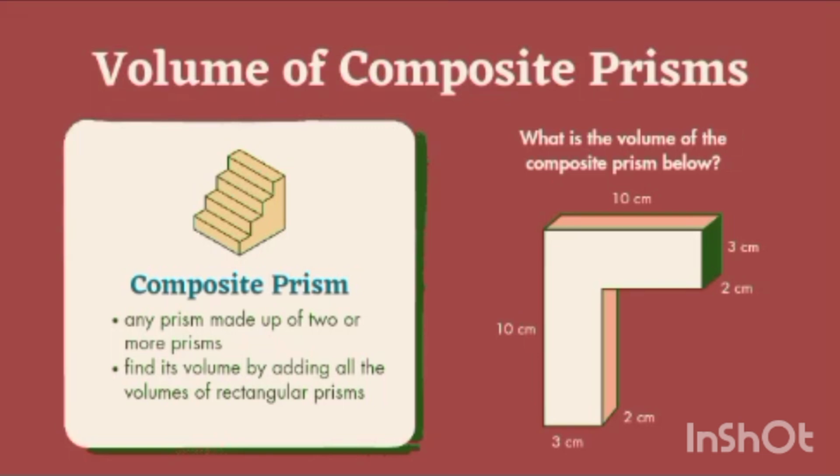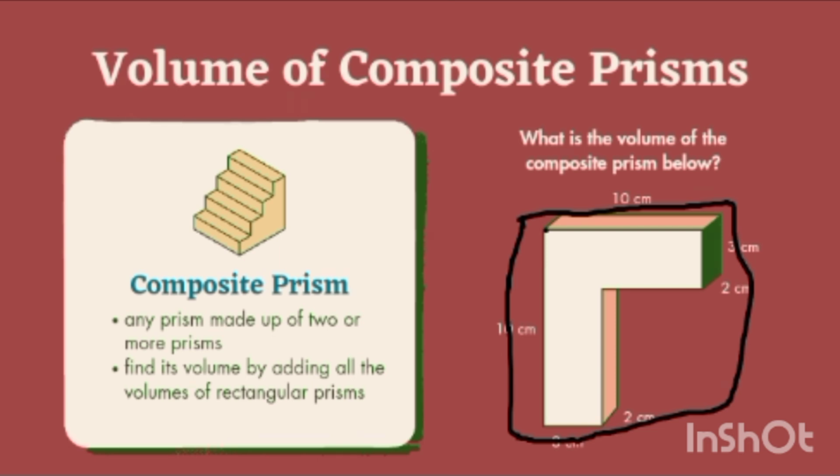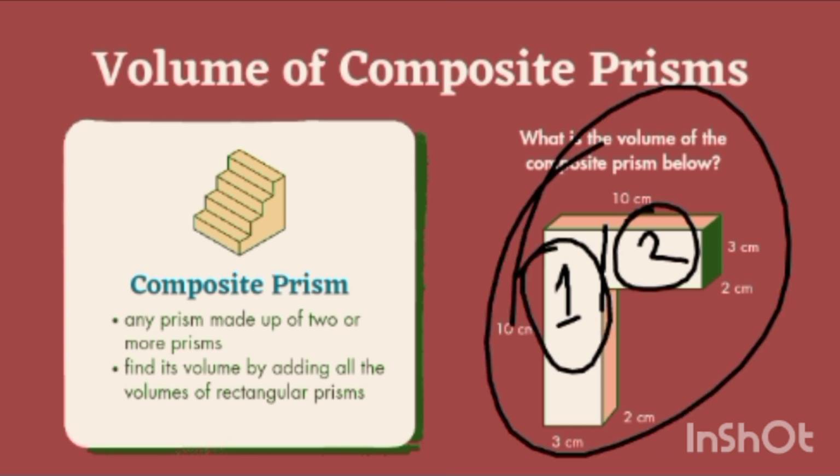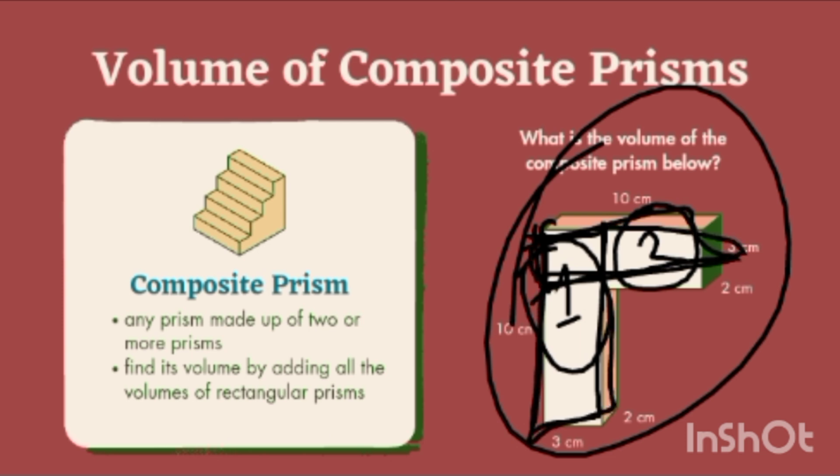For example, this is a composite figure and it has two rectangles over here. As you can see, this is one rectangle and this is the second rectangle. Or you can see it this way: this is one rectangle and this is two rectangles. So this is a composite figure because it has two figures.